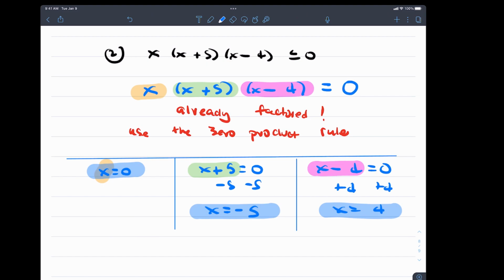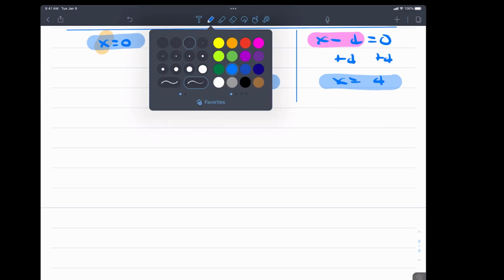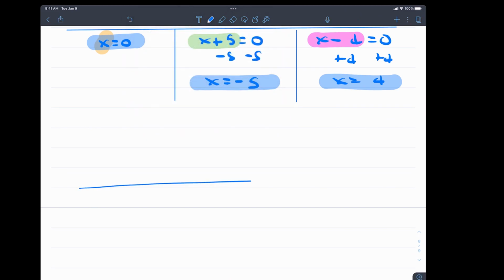Okay, you guys okay with that? So this is kind of nice. It's already factored for you. Just so you guys know, it's 3 terms. And in that case, take a look at what happens now for sign analysis.